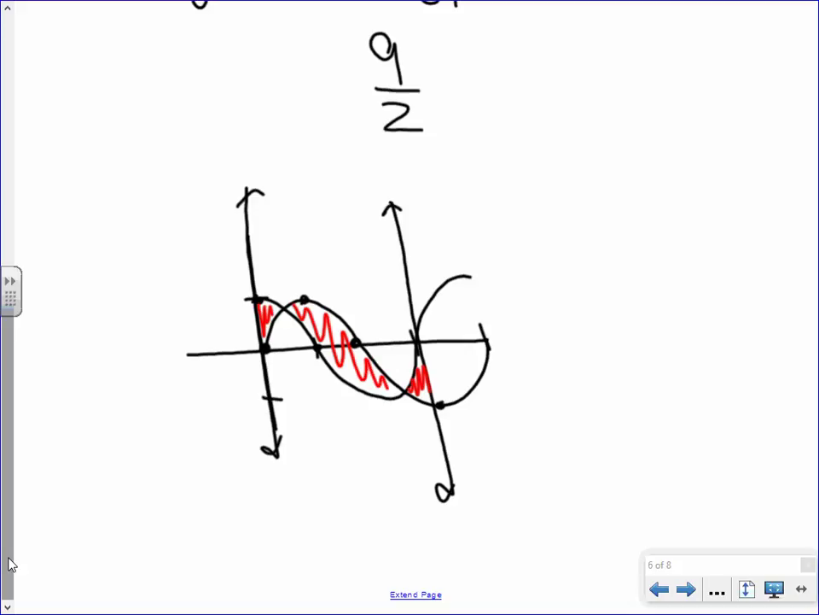Because here, let me highlight, cosine's in green, okay? Here the cosine is our top function. But between here, cosine is our bottom function. And then here, cosine's our top function. So you see how they switch? So we'd have to have 1, 2, 3 different integrals to represent that area.